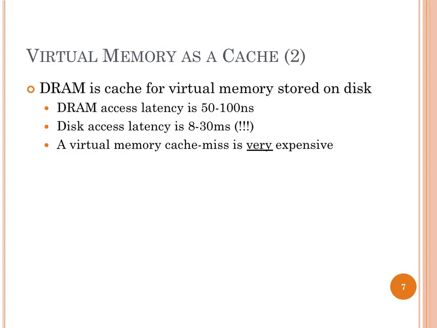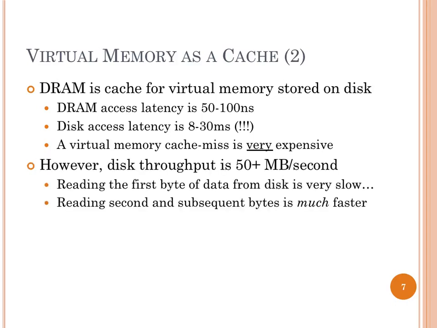Okay, so DRAM access latency, remember, is like 50 to 200 clocks, something like that, so 50 to 100 nanoseconds. Disk latency is going to be up to 30 milliseconds, which is terrible. So now we have cache misses that are going to be very expensive. But the thing that we notice when we look at this is that the disk has a pretty good throughput. Now I have here 50 plus megabytes per second.